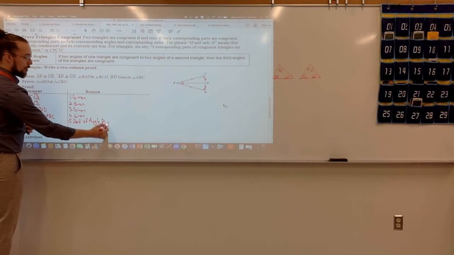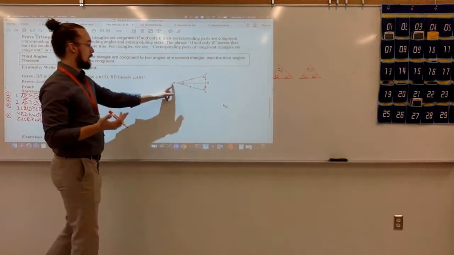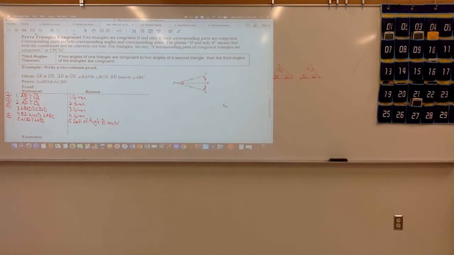So if we look at what we have so far, I've shown that two of the pairs of sides are congruent, so I'm going to label that. Here's a pair of sides, and then I've shown a pair of corresponding angles, and then another pair of corresponding angles. So I still need another pair of corresponding sides and another pair of corresponding angles. If I start with the sides, the last side for both of these triangles is the same side. They share a side in the middle. They share side BD.